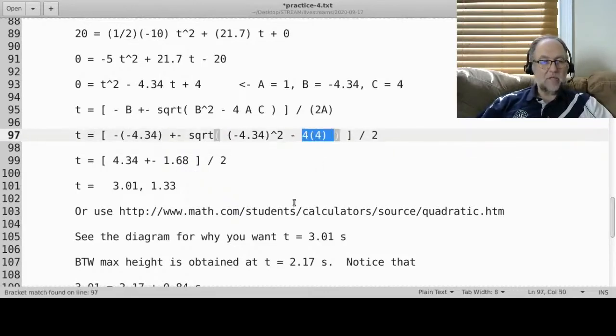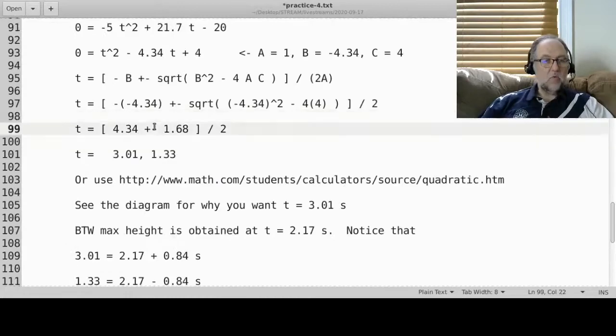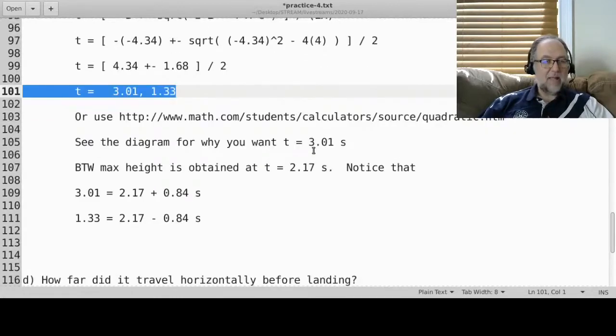And then here's -4 times c, a being 1, and there's 2a, where a is 1. Working it through, it just turns out that those are the two values you get: 3.01 seconds and 1.33 seconds.